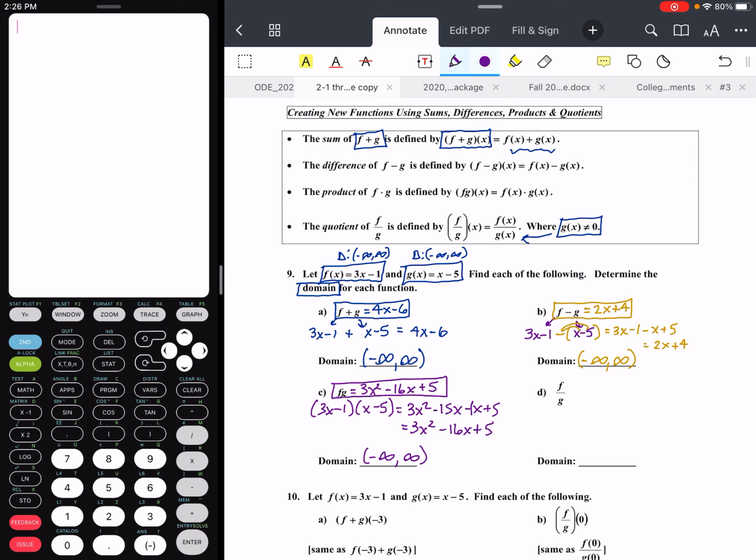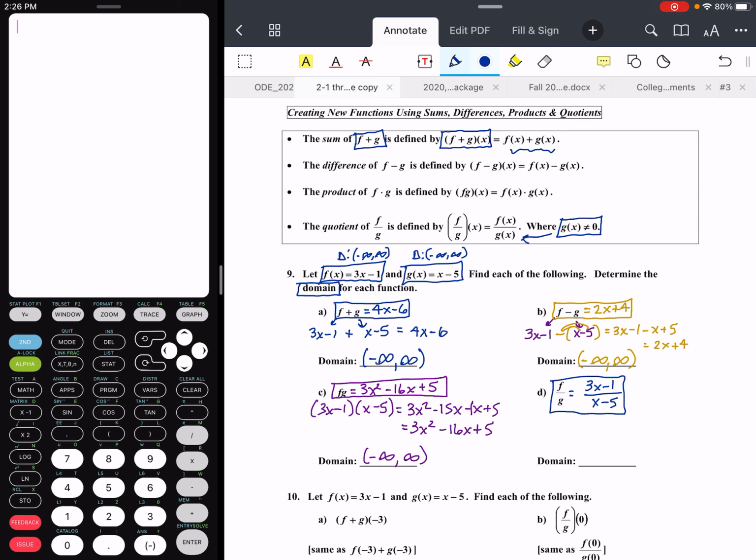And then finally, we have our quotient function, f divided by g. So f is 3x minus 1, g is x minus 5, and we're actually finished. That's our quotient function.